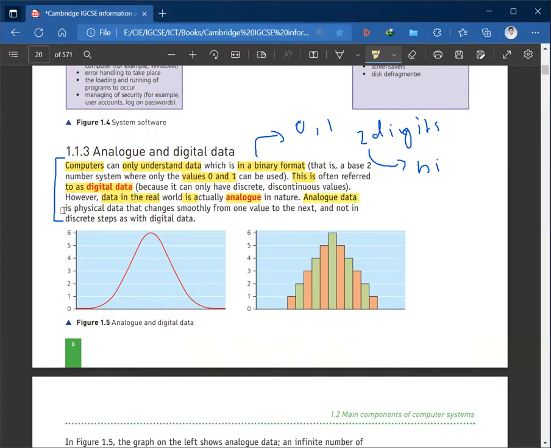Computers only understand data in a binary format, value 0 and 1. This is digital data. Data in the real world is analog. Analog data is physical data that changes smoothly from one value to the next. If you look at the graph here, digital data is, let's say, it can either be one. That's okay. Now you tell me.